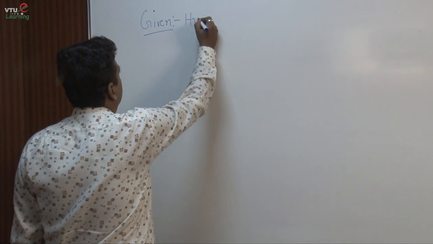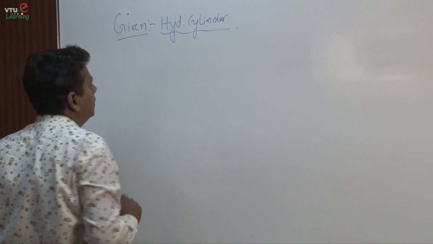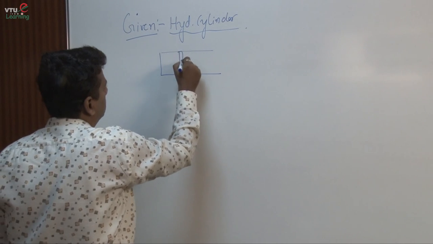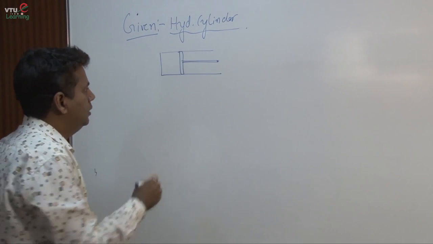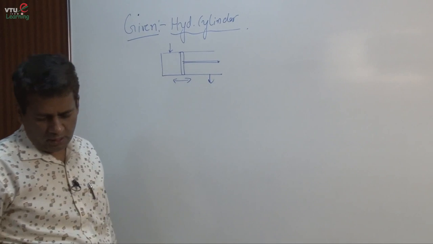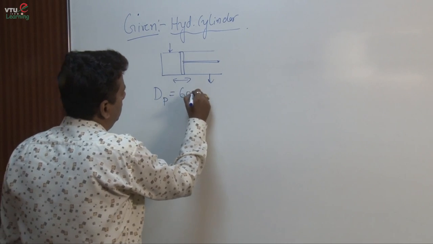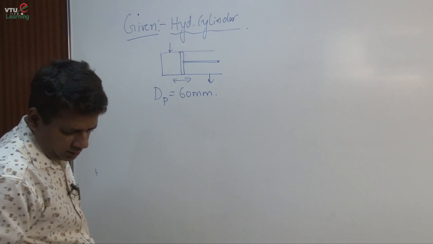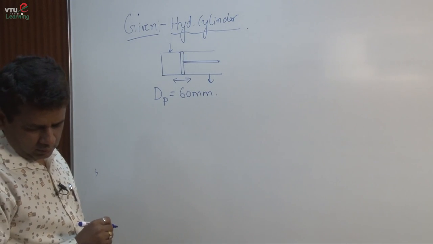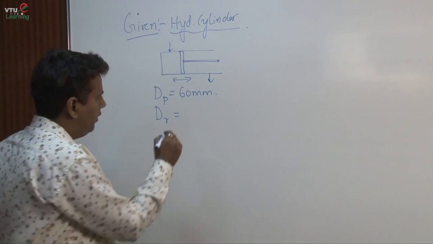Given is a hydraulic cylinder, right? For the given dimensions, a hydraulic cylinder means you can have a diagram like this. So, this is the reciprocation, right? Inlet, outlet. The diameter of the piston is 60 millimeter, the diameter of the rod is 25 millimeter.